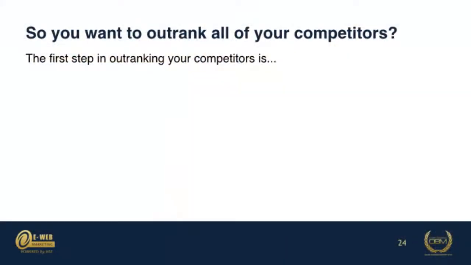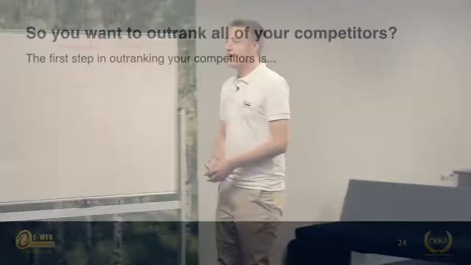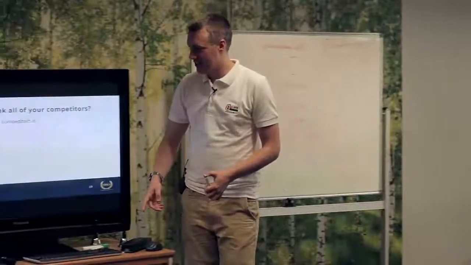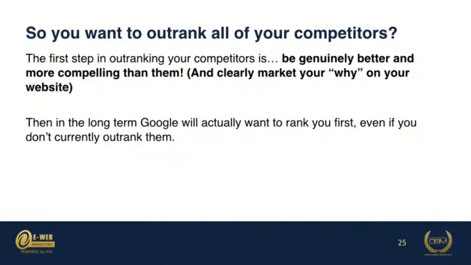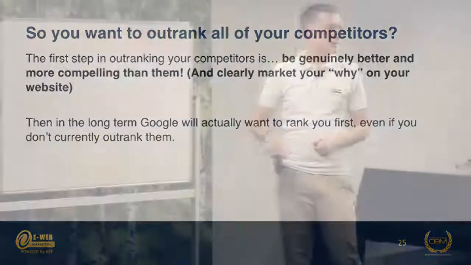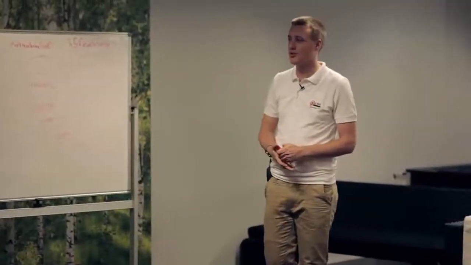So when people come to me nowadays and they ask, how can I outrank my competitors? How can I rank above them? The first thing I'll say is, the step in outranking your competitors is be genuinely better and more compelling than they are. And clearly market the why on your website. Then in the long term, no matter how Google changes, it will always want to rank you highly because you stand out in that special way.